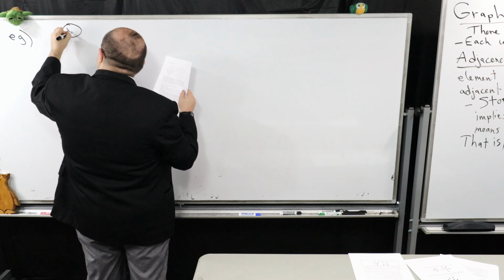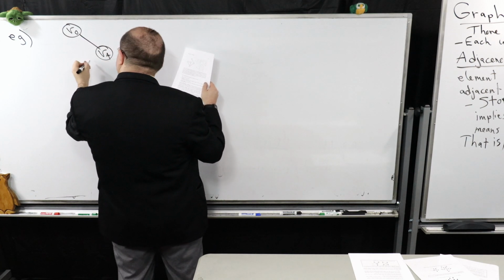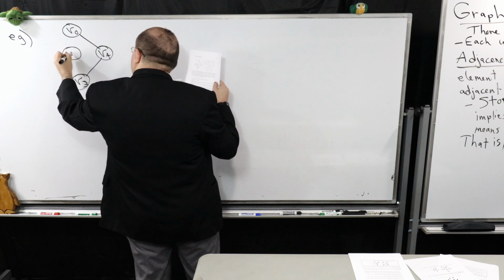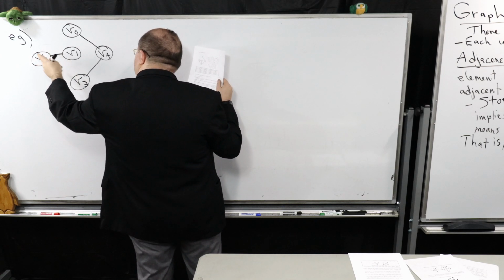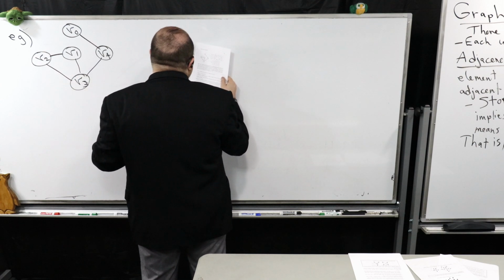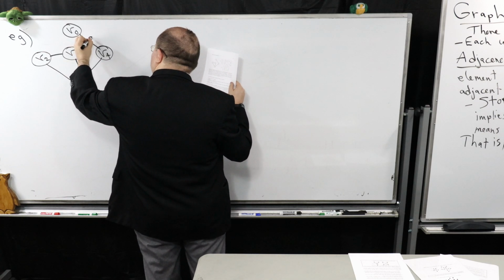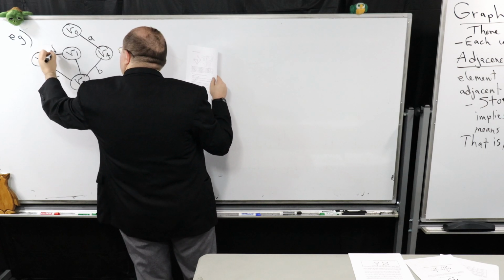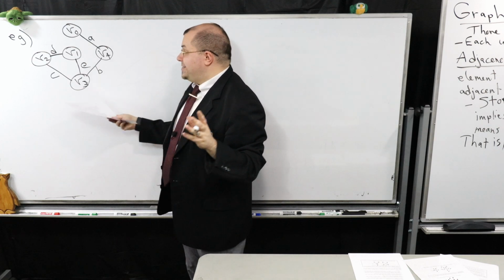Suppose I have a graph like this. Say I have V0, V4, V3, V1, and V2. And I'm going to connect V2 to V1, so V2 and V1 are adjacent. V1 and V3 are adjacent, and V2 and V3 are adjacent. I'm going to label the edges too, to make it a little easier for us to see what's going on here. D and E.